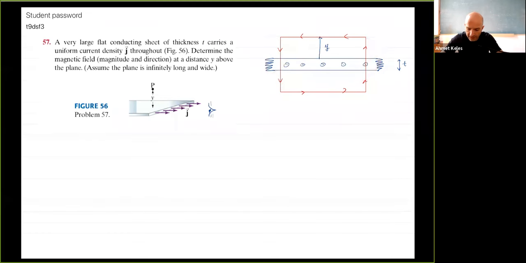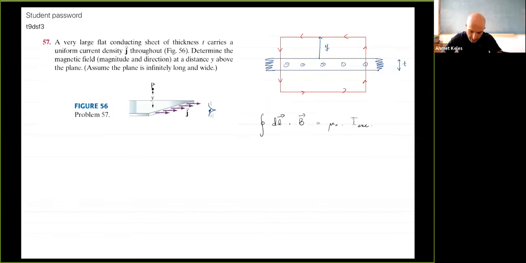Also, even for tiny chunks here, B and L are perpendicular. So even small chunks are going to give zero contribution. But I don't need to know that. I just need to do this and this. So what is Ampere's law? Ampere's law says the line integral around a closed loop of magnetic field should be equal to mu0 times the total enclosed current.